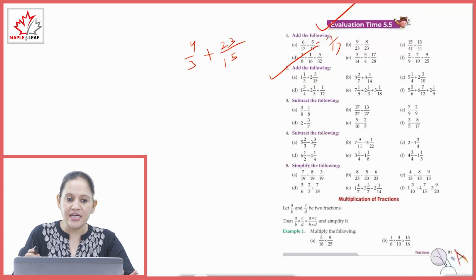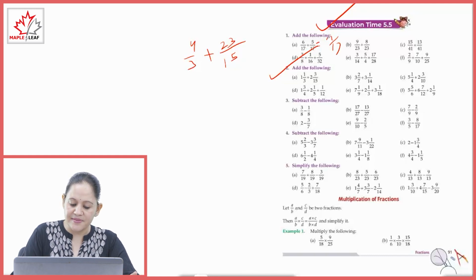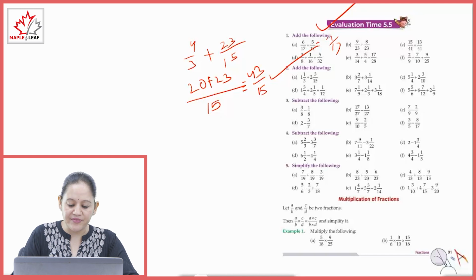Now they are unlike fraction, तो हम क्या करेंगे? सबसे पहले LCM ले लेंगे. 15 divided by 3 gives you 5. 5 into 4 20 plus 23. 43 upon 15. Now it is improper fraction. We will change into mixed fraction.